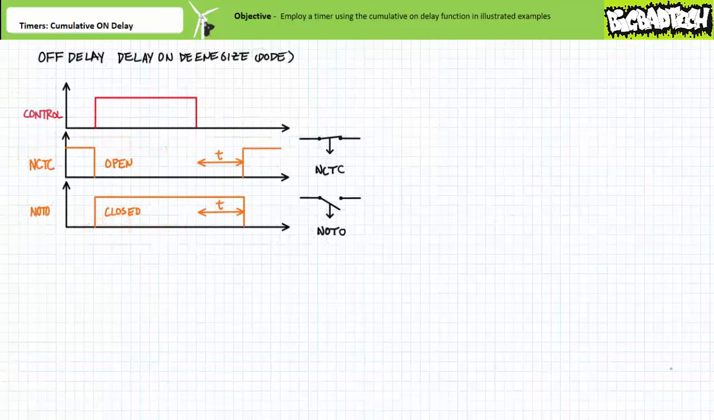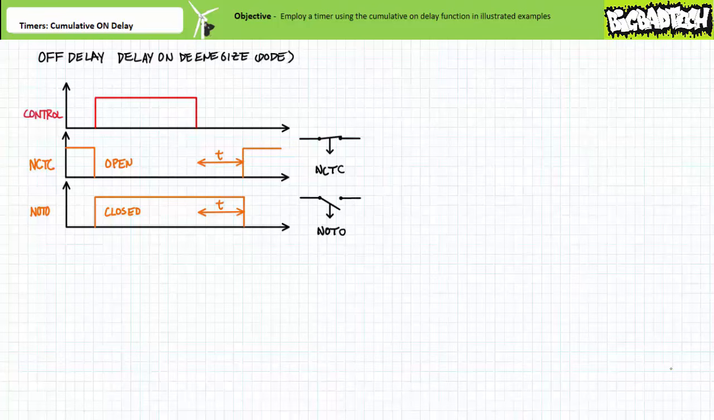Compare this behavior to a timer executing the off-delay function. A timing diagram of a timer executing the off-delay function, sometimes called a delay-on-de-energize or DODE, would look like this. When the controlling input is energized at this instant here, the associated contacts quasi-instantaneously switch to their opposite state, just like a regular control relay.